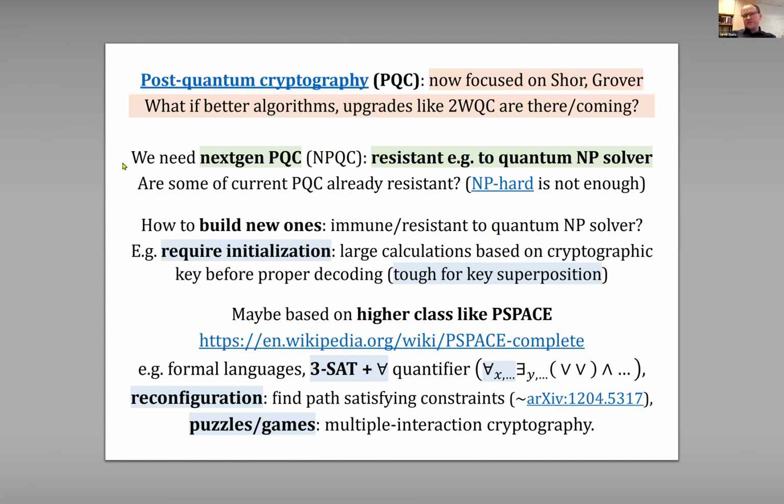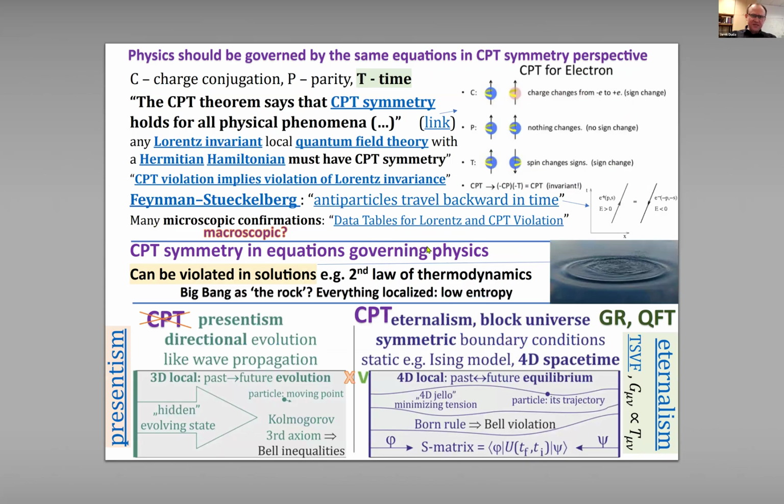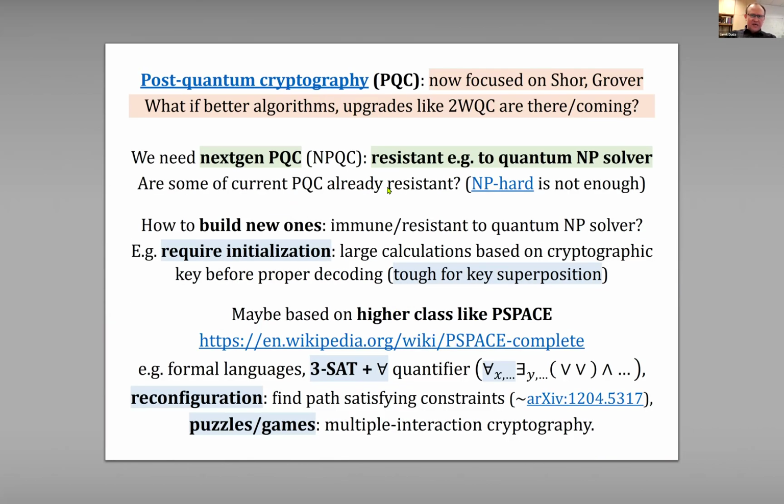So the question is, is current post-quantum cryptography resistant? I'm not certain. NP-hard is not sufficient if you have an NP solver. So the question is how to build cryptography which is resistant to a hypothetical quantum NP solver.